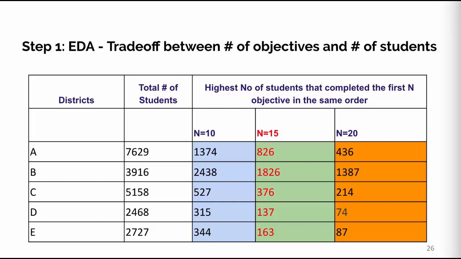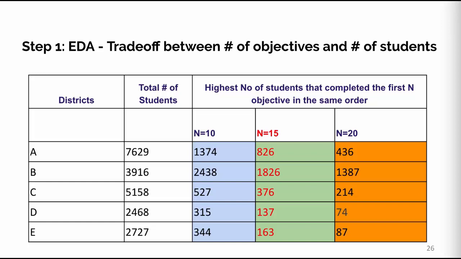Our aim is to analyze data from students in the same districts that completed n objectives in the same order. From the table, we can see that as n increases, the number of students reduces. For this study, we selected the column where n equals 15. This represents a trade-off between the number of objectives and the size of the dataset, that is, the number of observations of students involved in the study.